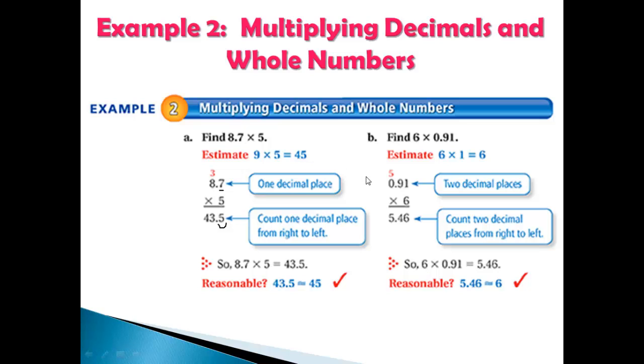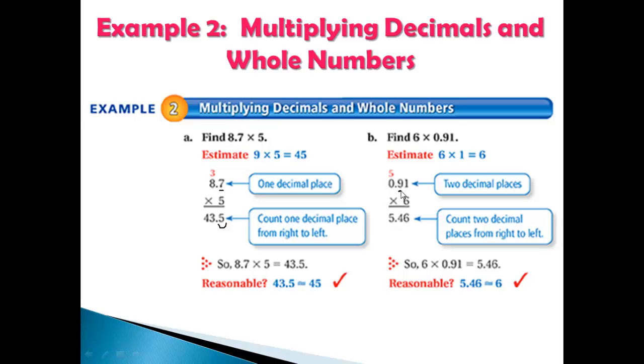For B, we're going to find 6 times 91/100. If we estimate this, this would be about 6 times 1, which equals 6. Now we're going to go ahead and multiply. 6 times 1 is 6. 6 times 9 is 54. So we're going to write our 4, carry our 5. 6 times 0 is 0, plus 5 is 5.